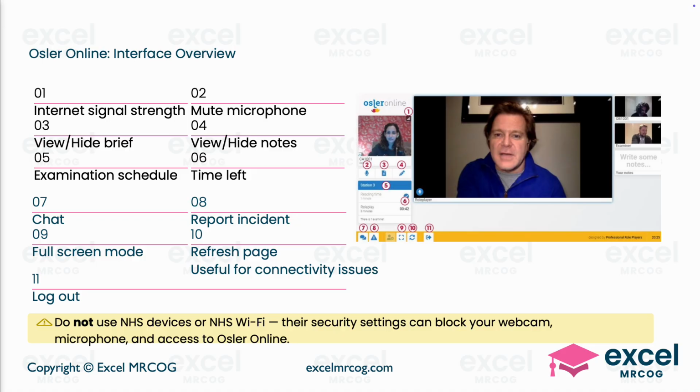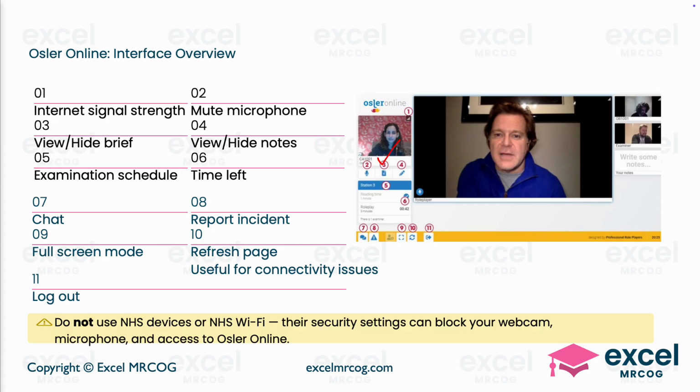Let's look at the interface overview for OSLER Online. The image below shows the main OSLER Online screen. Each numbered element is a key tool you will use during your exam. Number 1 here indicates the internet strength. Number 2 indicates microphone. You could mute your microphone here.